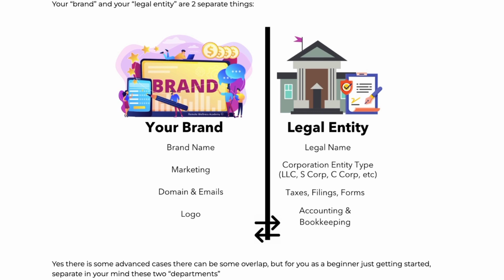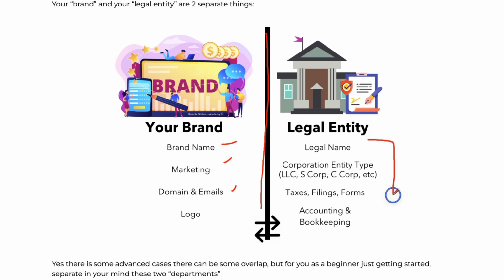In your mind, especially for you as a beginner really starting to get started with this entire process, I want you to keep in mind that for the most part, these are 2 separate things, okay? So you have your brand name, your marketing, your domain, your emails, your logo, all of that kind of stuff. It has nothing to do with the legal name, the legal entity that you have registered with the state and the forms that you filled out and the entity type.